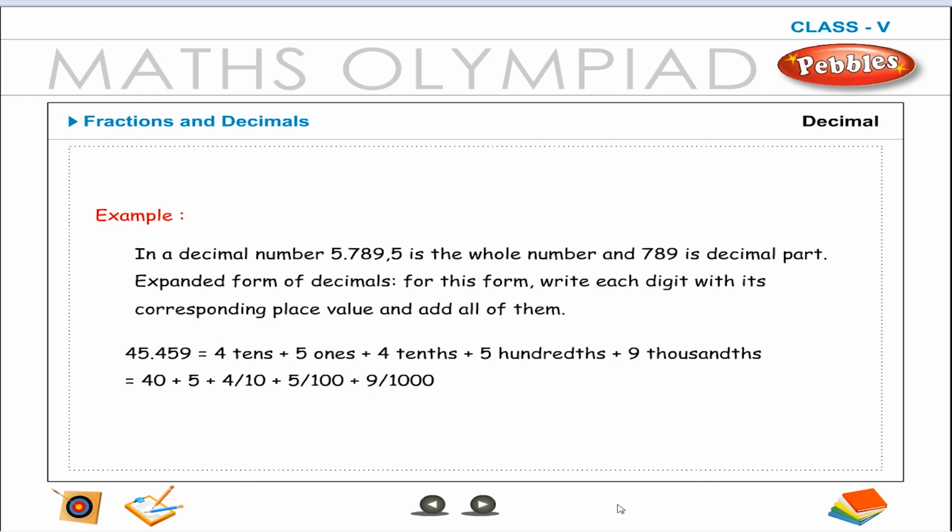Expanded form of decimals. For this form, write each digit with its corresponding place value and add all of them. Example, 45.459 is equal to 4 tens plus 5 ones plus 4 tenths plus 5 hundredths plus 9 thousandths, which is equal to 40 plus 5 plus 4 by 10 plus 5 by 100 plus 9 by 1000.